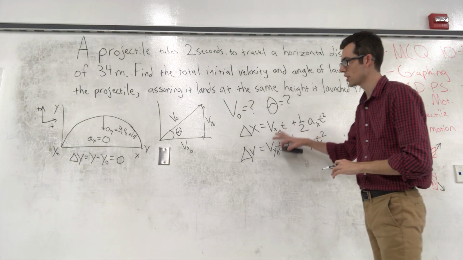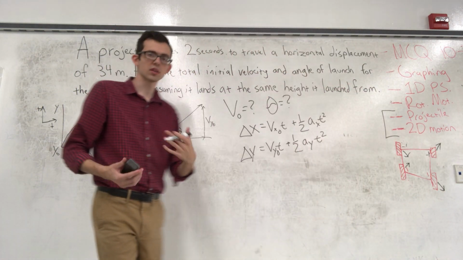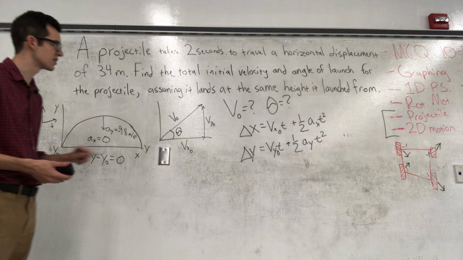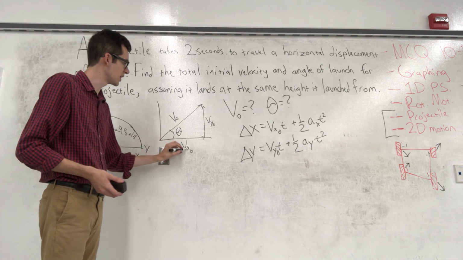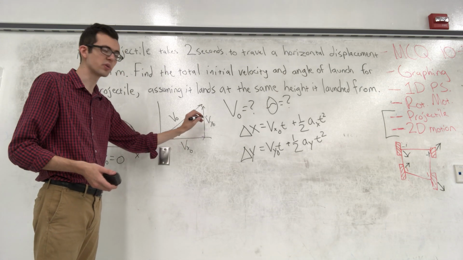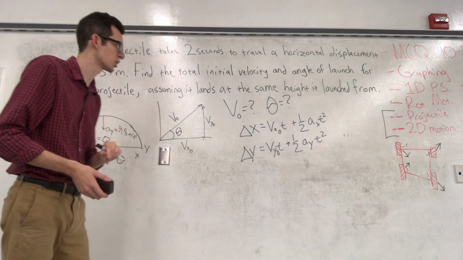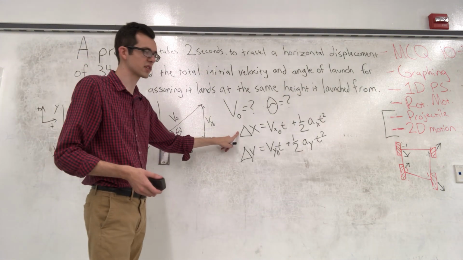So we're going to take these equations and try and simplify them, break them down a little bit using our knowledge of projectile motions, and see if we can solve for vx0 and vy0 so that we can ultimately get our total initial velocity and the angle of launch. Let's start with the x equation.